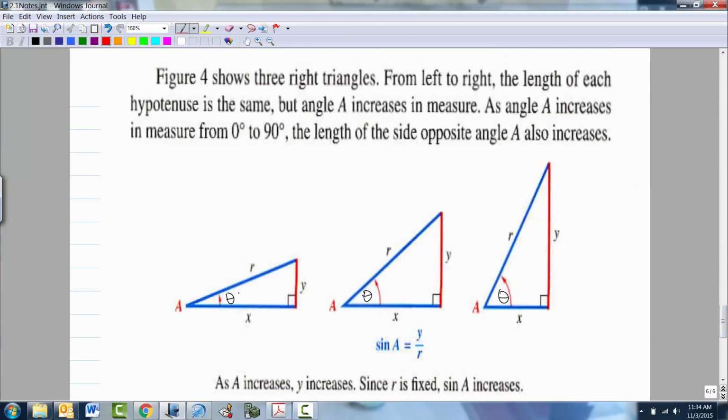Okay, what happens to x and y as theta increases? And by the way, we're going to keep r fixed. When I gave this out last year, the unit circle, do you remember that? I showed it, and I had a nice colorful version, but I never let you use it. I told you it was a crutch. You've got to get away from it.